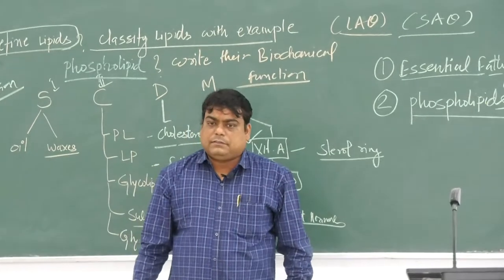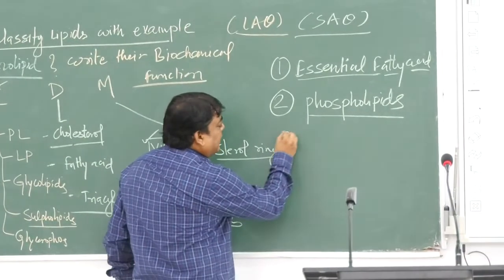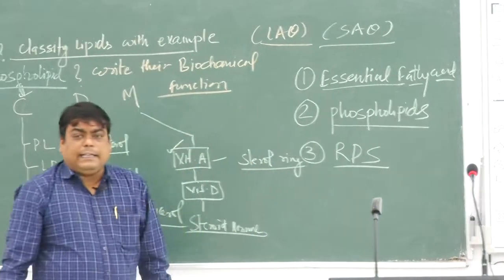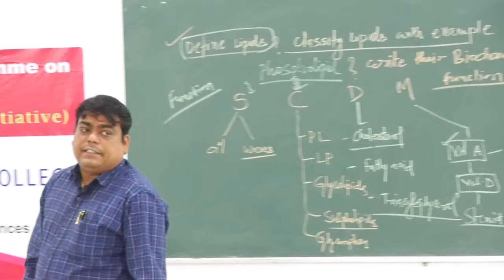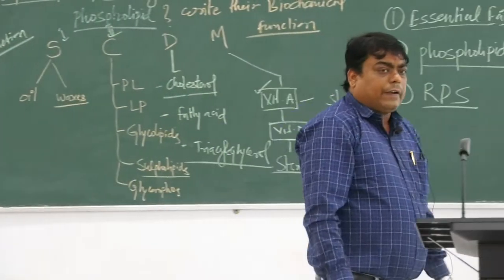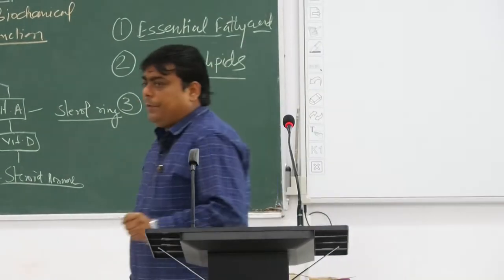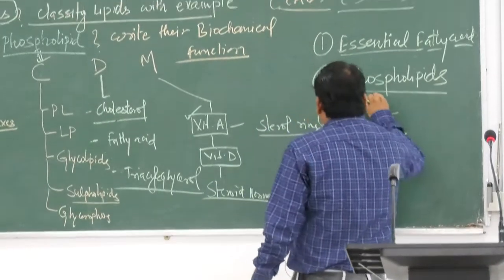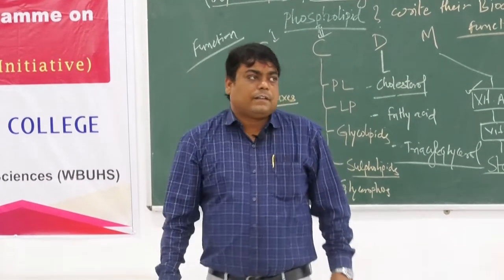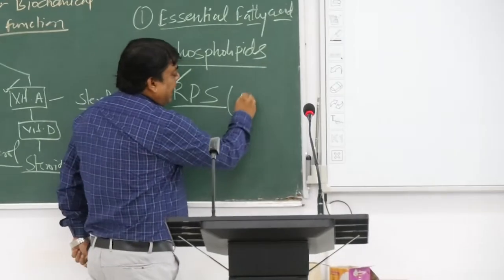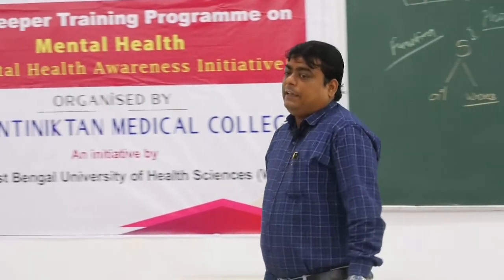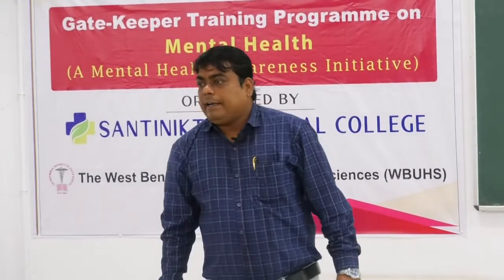Phospholipid and write their biochemical function. Now from this function, the third question may be asked in your short answer question, that is RDS, respiratory distress syndrome. Okay? Respiratory distress syndrome. You already know what is the meaning of this syndrome? Yes. In this RDS, we see the LS ratio, lecithin sphingomyelin ratio. Why is it important?